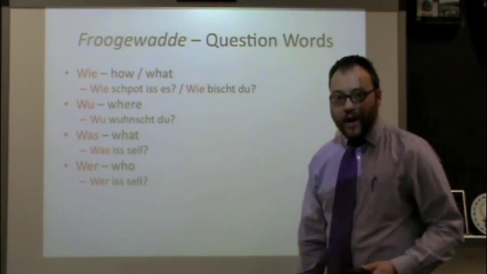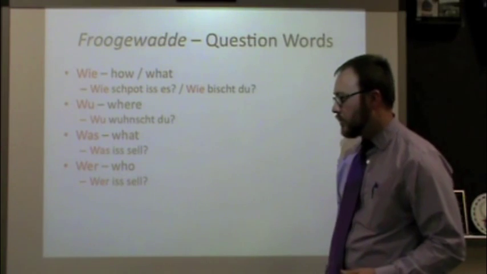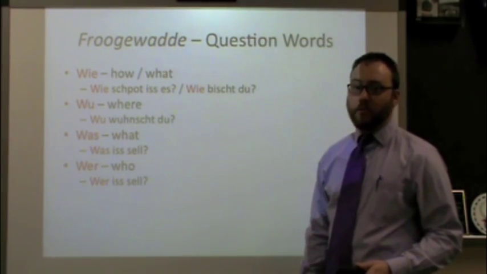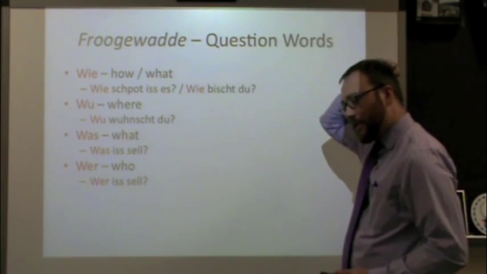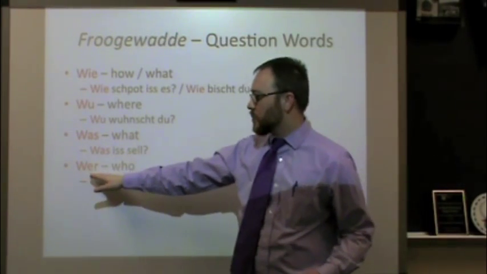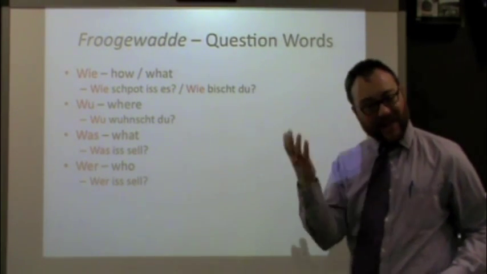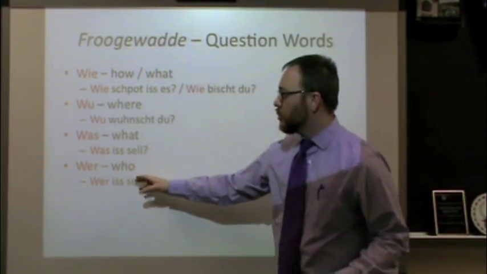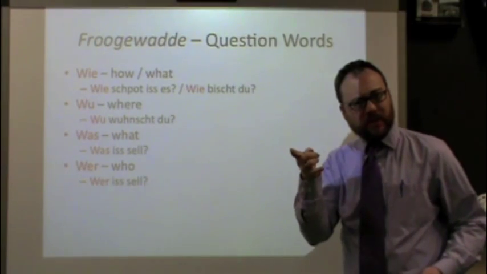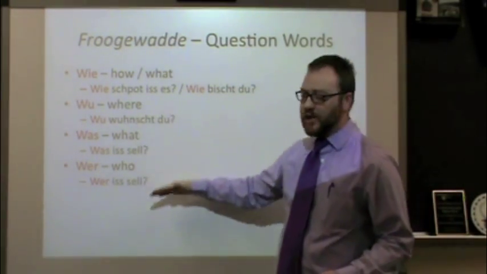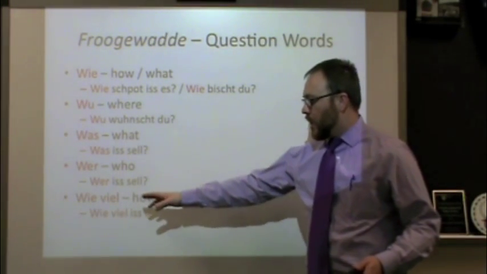The next one is wer, which means who. Wer ist sell? Who is that? One thing that I've noticed that some English speakers have trouble with is they always mix this one up. They see or hear the question word wer and think where, because it sounds like the English word. Don't do that. Wer is who, wo is where. If you can remember in your mind, they sound the opposite of what they are. Maybe that'll help. But we want to make sure that we keep those separate. They're different meanings.